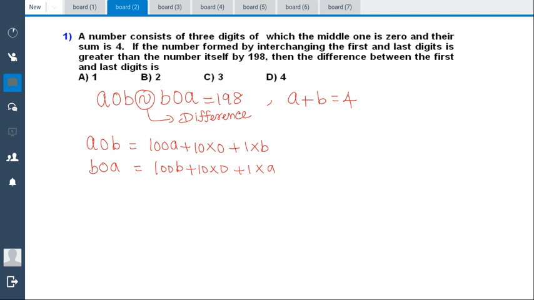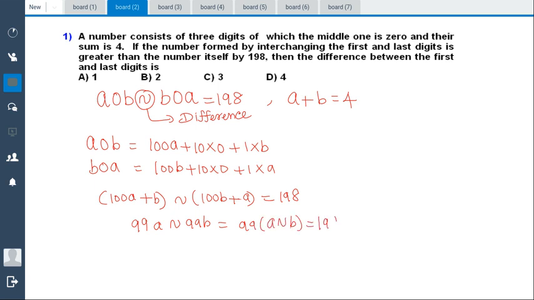So what is given? The difference between these two is 198. So that means the difference of 100A plus B and 100B plus A is equal to 198. I'm going to assume that this is the greater number, without loss of generality. So therefore, this is going to be 99 into the difference of A and B, which is equal to 198. So this implies A difference B is equal to 2. So therefore, the answer is 2.